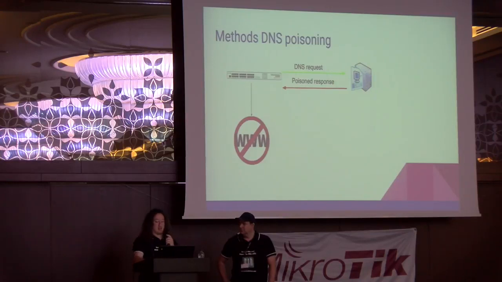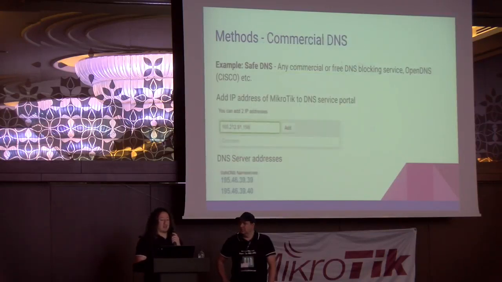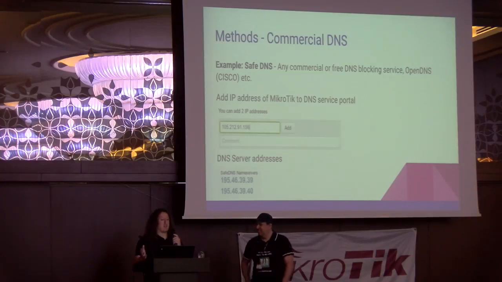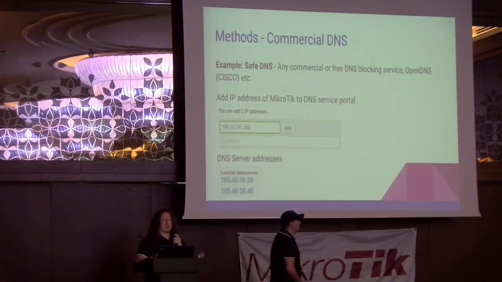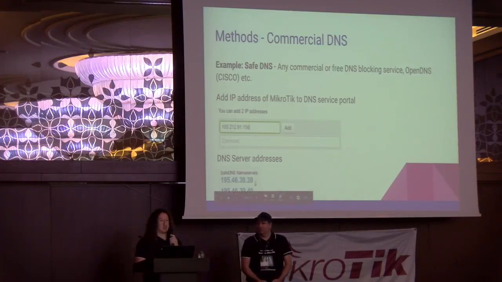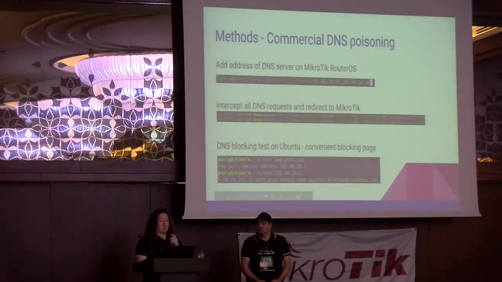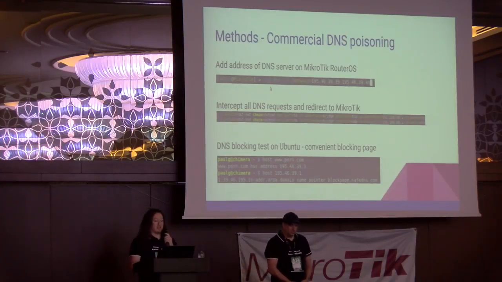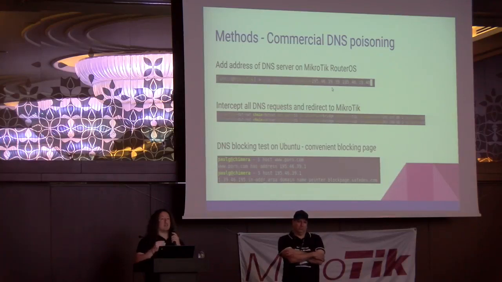which is great. So an example of this is a commercial company called SafeDNS, similar to OpenDNS, which is now owned by Cisco. There's lots of flavors out there, and it's very easy. You add your network's IP address to their portal, and they create a set of DNS servers that you can connect to, and you just point your DNS to those DNS servers, and they will do DNS poisoning for you. You can see an example. We've added the DNS server for SafeDNS. In IP DNS set servers, you give their IP addresses, and now your MikroTik queries them for a DNS request.